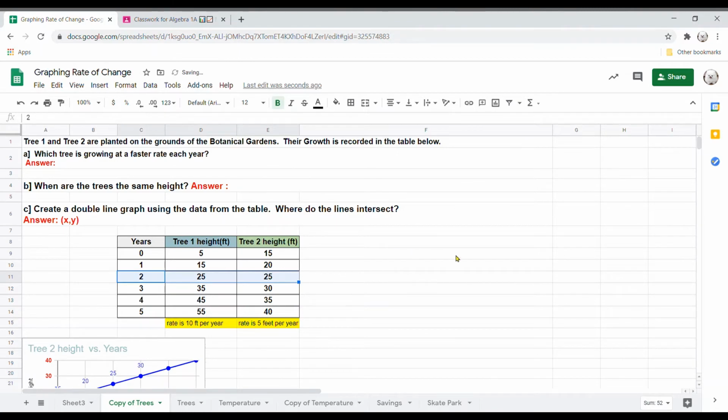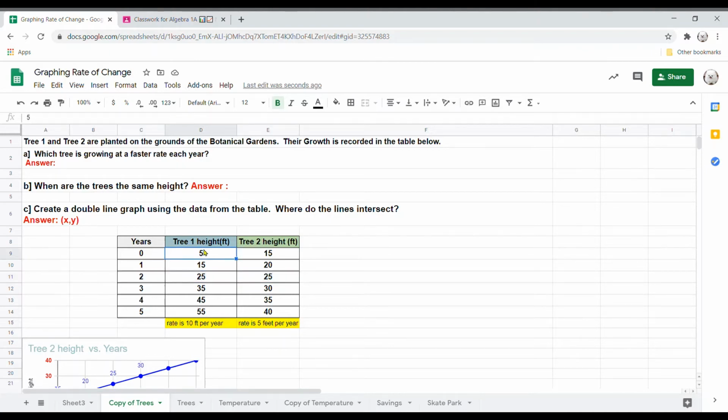Here, problem 1 is about 2 trees that are growing at different rates. Tree 1 and tree 2 are planted at the botanical gardens, and their growth is recorded in the table below. So you're given this table from years 0 through 5. At year 0 is when the tree is planted. No time has gone by, so tree 1 is already 5 feet when it's planted, and tree 2 is already 15 feet when it's planted. The first part of the question is which tree is growing at a faster rate each year?